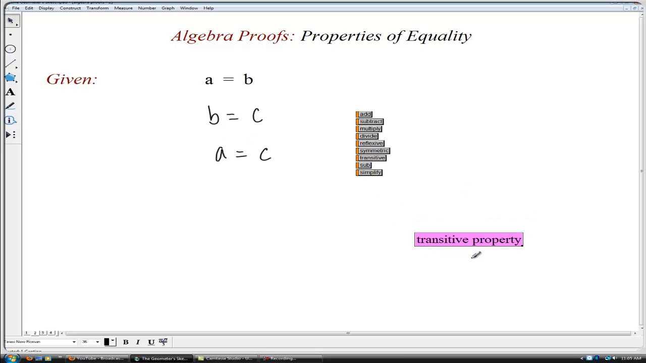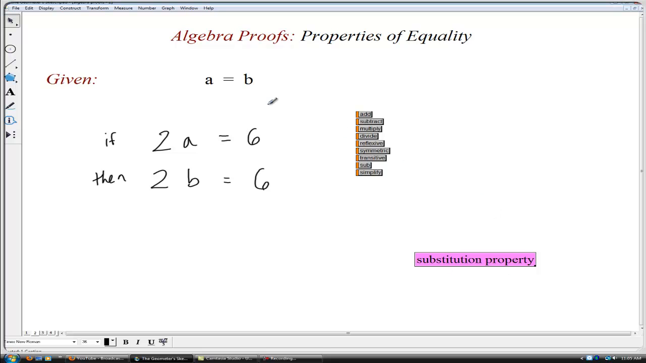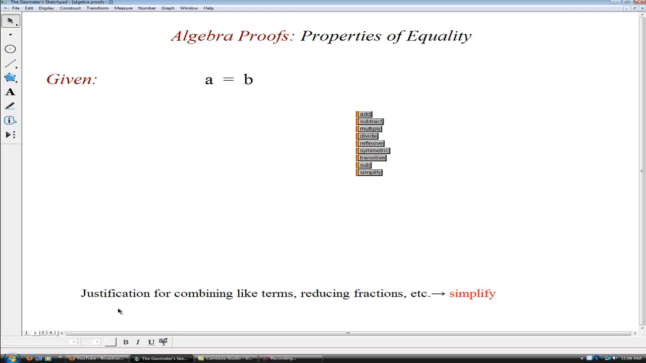The transitive property follows the same pattern as our syllogistic logic. There are 3 steps, and transitive property says if A equals B and B equals C, then A equals C. The substitution property says if 2 values are equal, I can exchange one for the other and maintain the same equation. And the last justification step we should know about is the one called simplify. Anytime you're working with an equation and you combine like terms on one side of the equation or reduce a fraction on another side, etc., we just call that simplify.